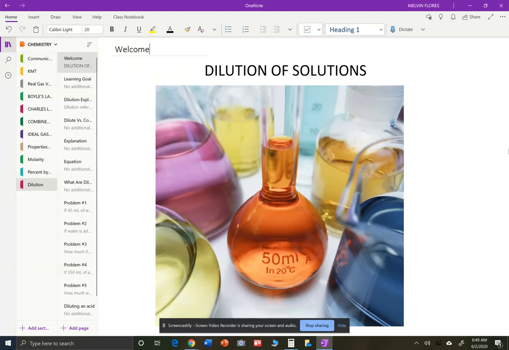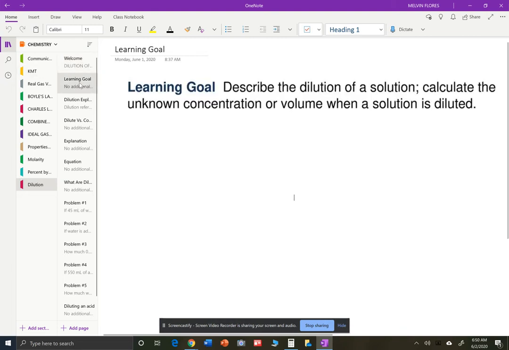Welcome to our lesson on dilution of solutions. In our lesson, we are going to describe the dilution of a solution and calculate the unknown concentration or volume when a solution is diluted. But first, let us know what dilution is.